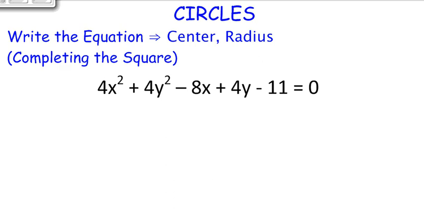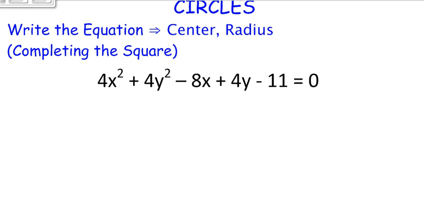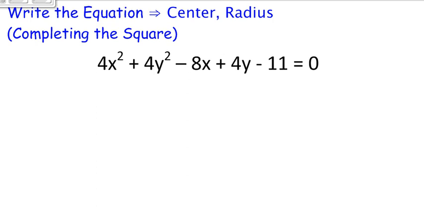Okay, so now we are going to look at writing the equation by completing the square, and then we're going to find the center and radius once we've done so. So to refresh our memory, when completing the square, we are going to need to know how to find that completed square, and that's going to be b over 2 squared. That's how we'll get that squared term.